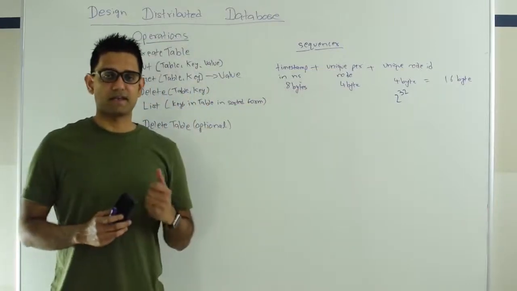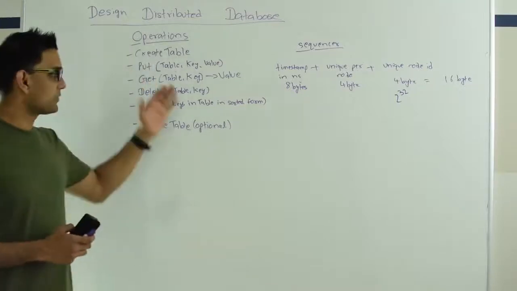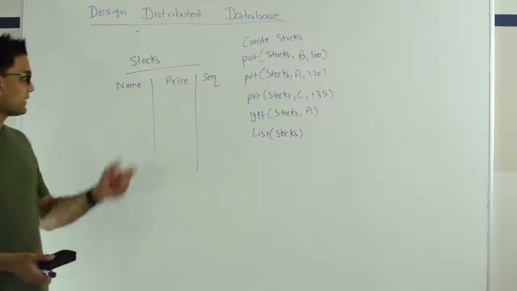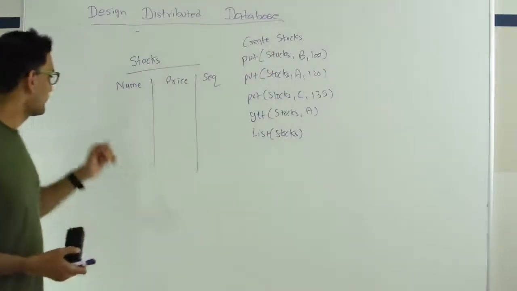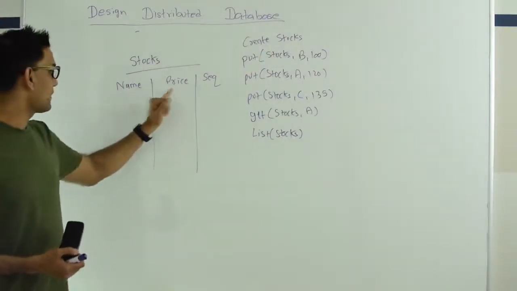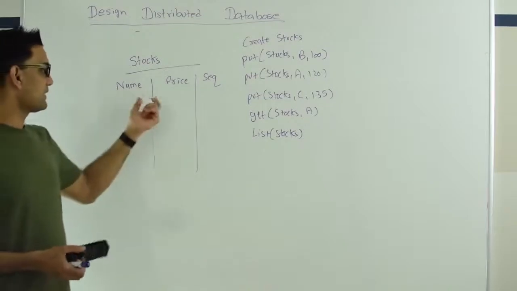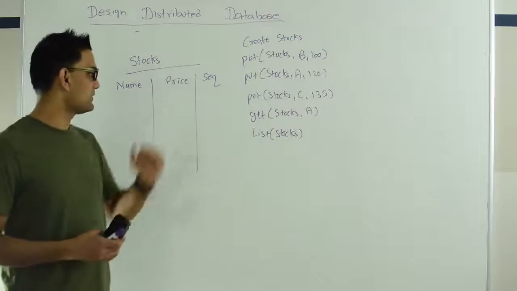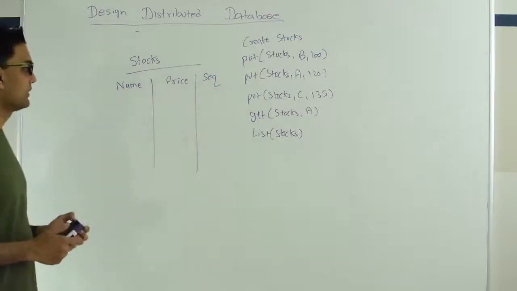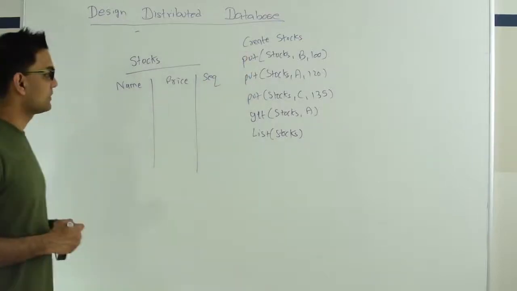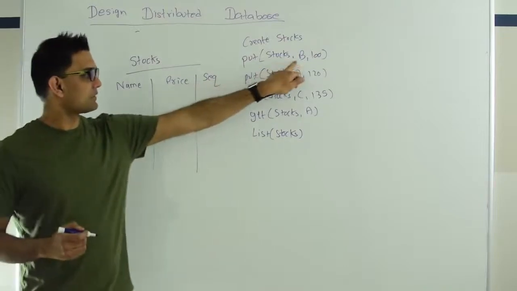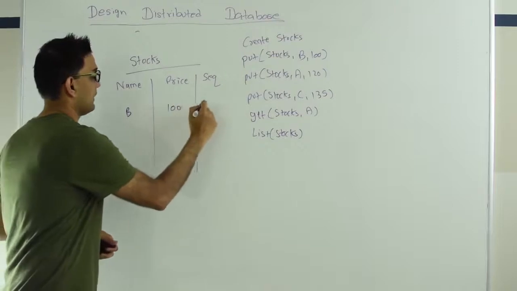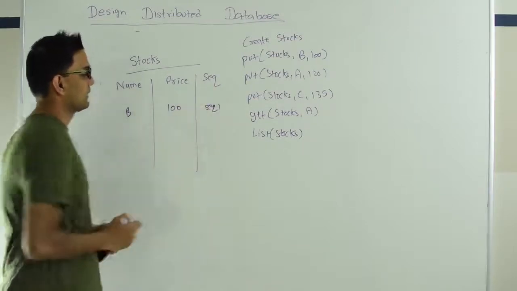So next, let's take an example and apply some of these operations on that example. We create a table named stock and it has keys name and values price. And as I said before, every record will have a sequencer by default, so I'll also have a sequencer here. The first operation I do is a put, and I say in stocks put B and price 100, and let's call it sequence number 1.